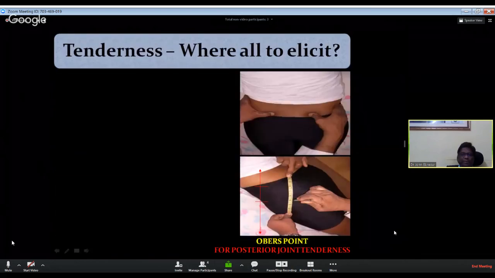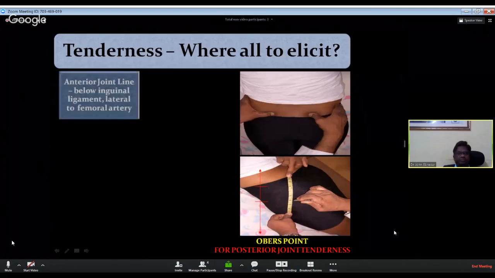Tenderness. Where do you elicit the tenderness? The anterior joint line, below the inguinal ligament, lateral to the femoral artery. You should know if the examiner asks you, please show me the anterior joint line. You should be able to show that accurately. You should not fumble in this type of question. You should be perfect. It is just below the inguinal ligament, lateral to the femoral artery.